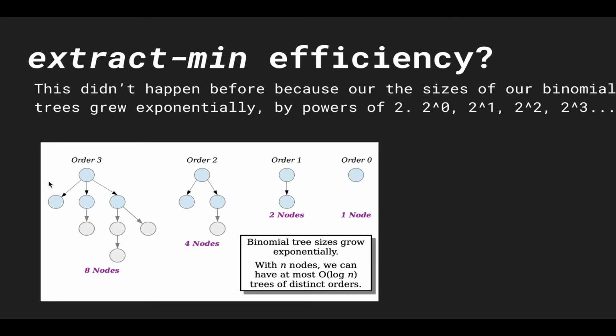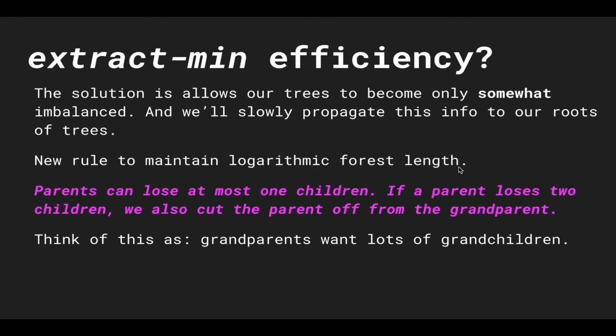So we want to mimic something like this. We don't want our forest or main root list to grow into a linear length. So the solution is to allow our trees to become only somewhat imbalanced, and we'll slowly propagate this information to the roots of trees. This will be clear in the next few slides.